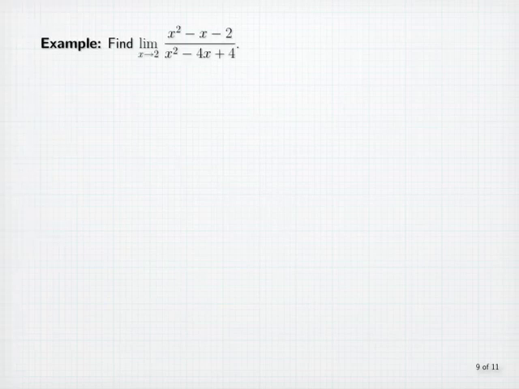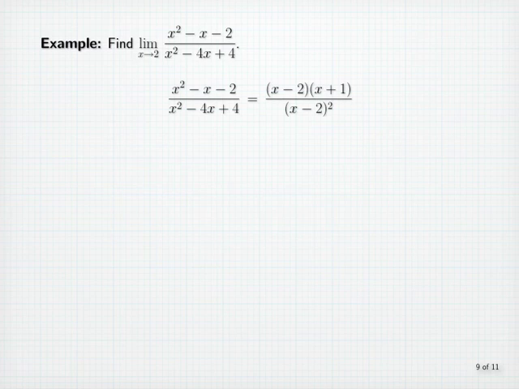Another example. Let's find the limit as x approaches 2 of x squared minus x minus 2 divided by x squared minus 4x plus 4. Now before we begin, let's look at the numerator and denominator separately. Note that the value of the numerator at x equals 2 is 4 minus 2 minus 2, or 0, and the value of the denominator at 2 is 4 minus 8 plus 4, which is also 0. So this is yet another example where the numerator and denominator both approach 0. So let's simplify this function by factoring the numerator and denominator. We obtain x minus 2 times x plus 1 divided by x minus 2 squared.